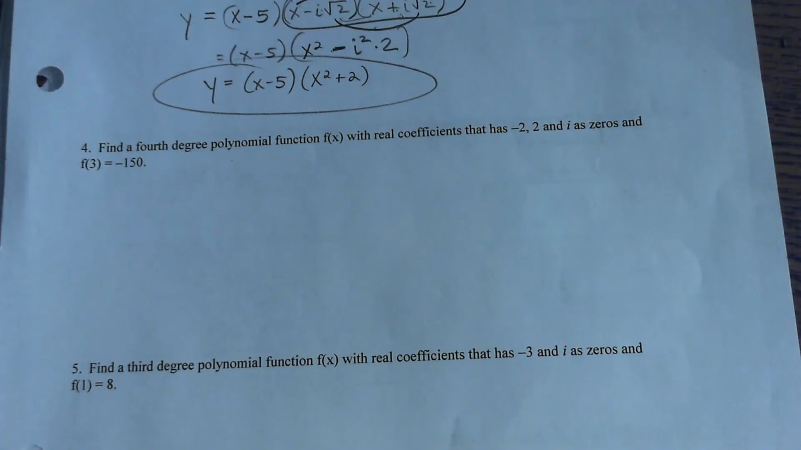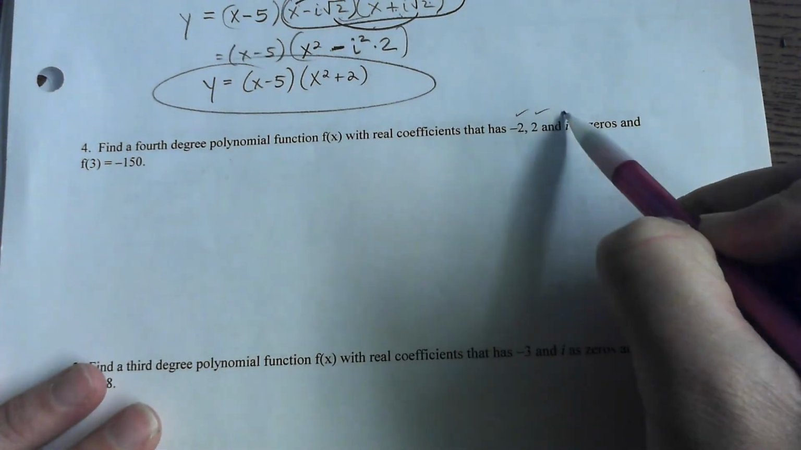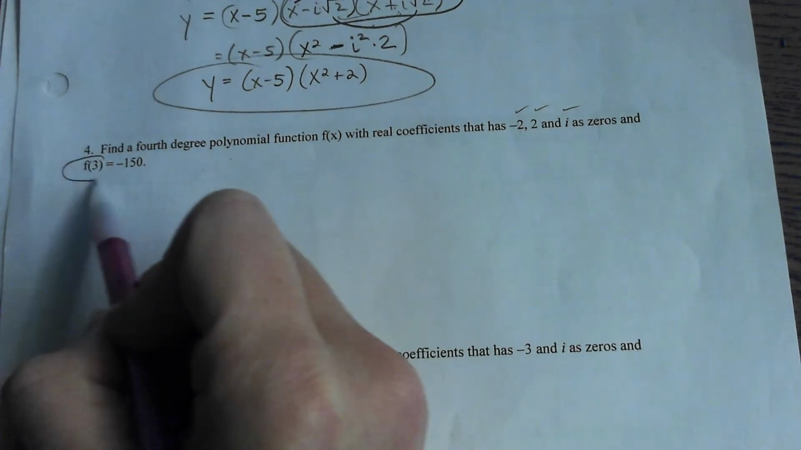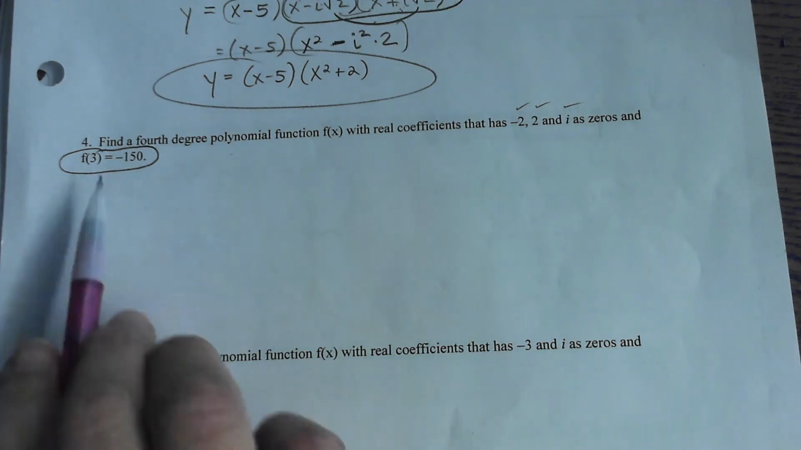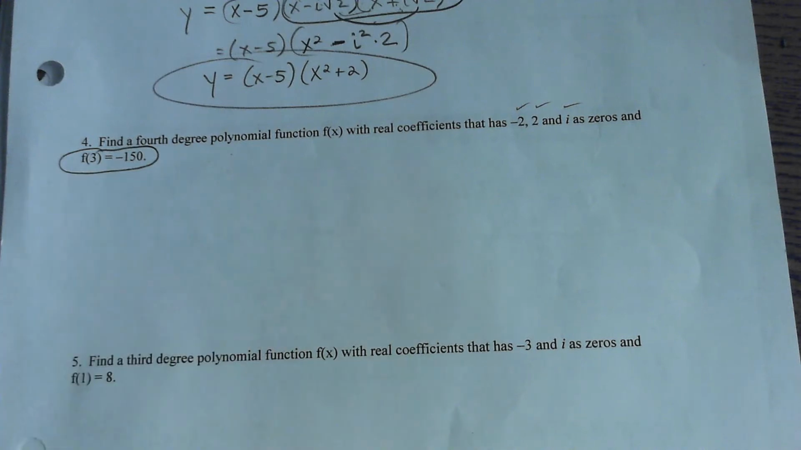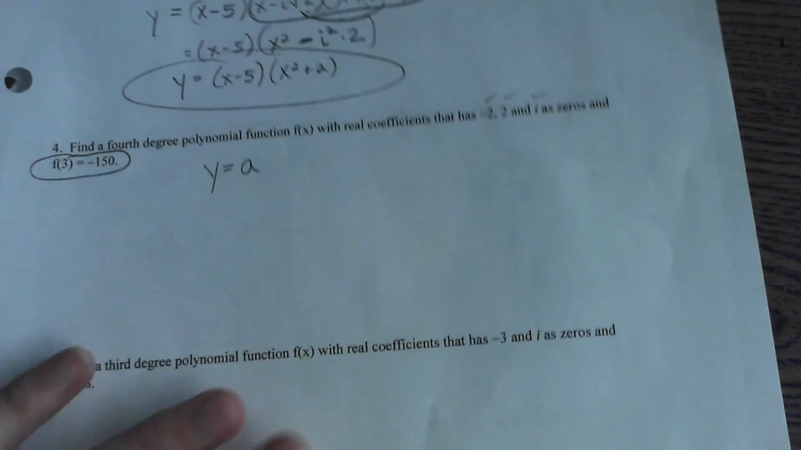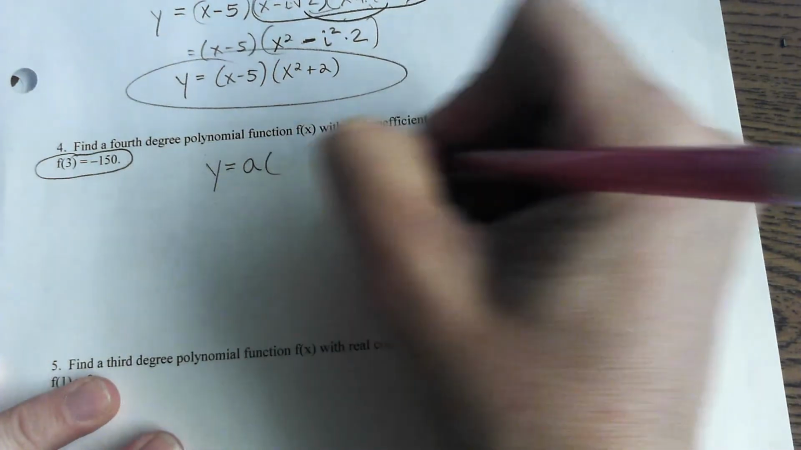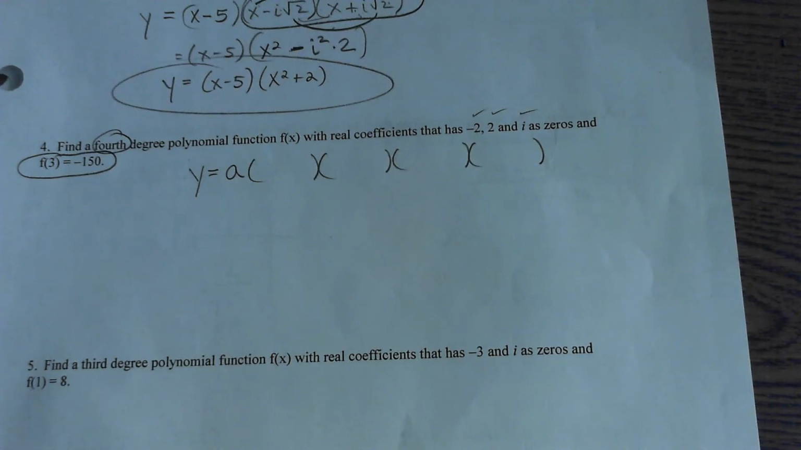Okay. So here is finally where they're going to tell us about our roots, but they're also going to give us a point that it has to go through. So A is definitely going to matter here. How far we vertically stretch or compress this has to be in such a way that we catch the point (3, negative 150). So your format that you just have to memorize and use is y equals A, and then it's a 4th degree, so we need our 4 factors.